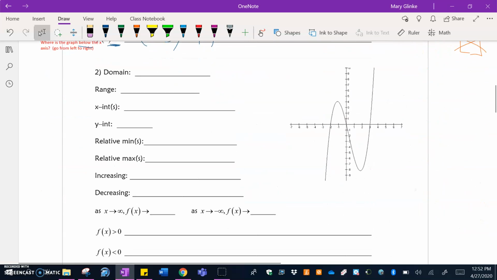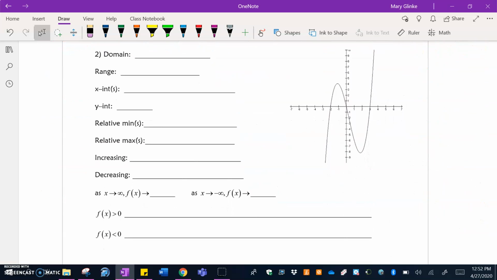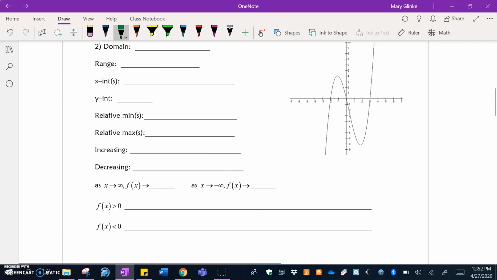Okay, so we're going to try another one here. Notice that there are no hints, so we have to ask ourselves those questions as we go. Our domain is left to right. So our graph here would have arrows on the left for forever and to the right for forever. So our domain is negative infinity to positive infinity. Our range is low to high. Our graph goes down for forever and up for forever. So this one has a domain and range that are the same.